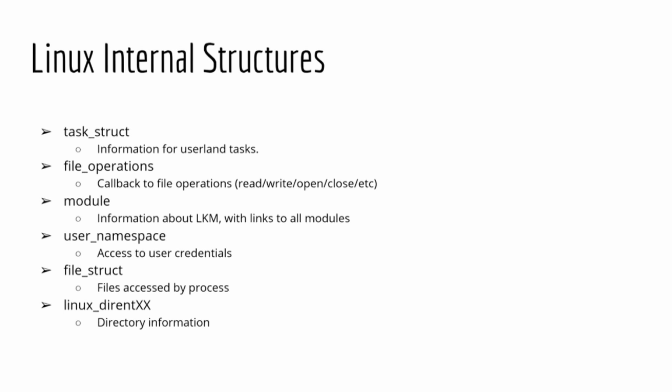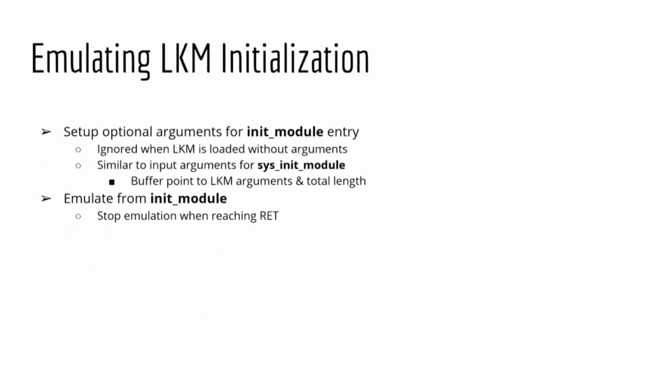Okay, so Demigod has to emulate the .ko file initialization, because when the hacker loads the kernel rootkit into the system, they can specify some optional arguments. So for Demigod to work properly, we have to do the same thing. So we also need to support optional arguments for the .ko files.